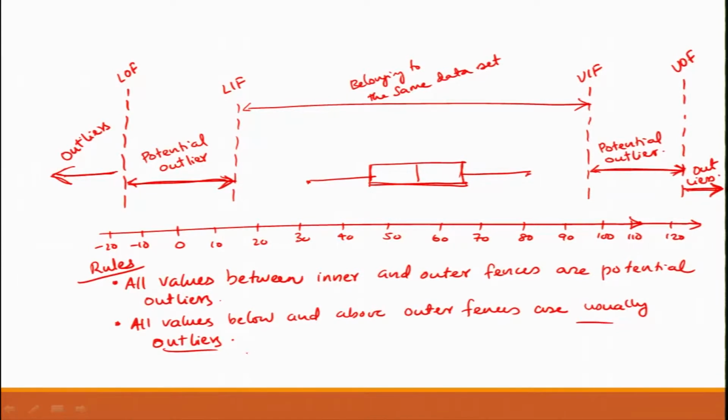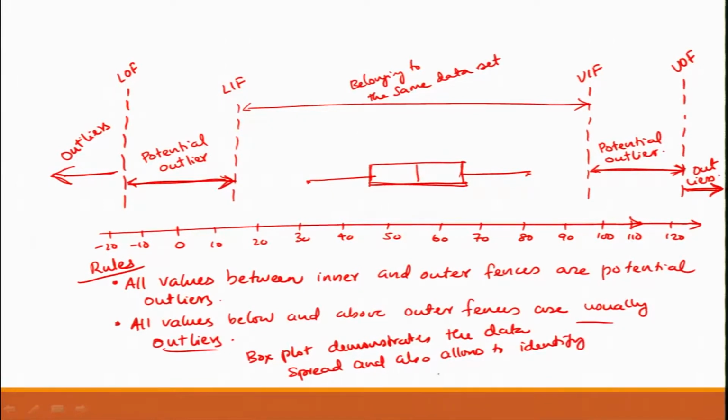So, box plot demonstrates the data spread and also allows to identify outlier data. Okay. So, this is one good advantage of the box plot.